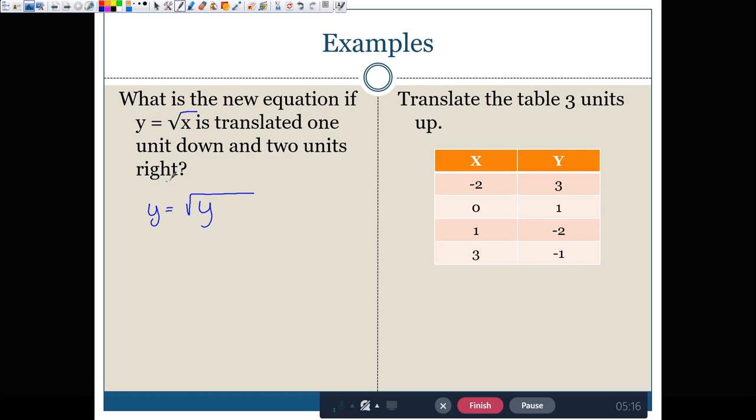And that's going to be our left or right. So we're moving to the right 2. So am I going to be adding 2 or subtracting 2 on the inside? Subtracting, because it's the opposite. And then we're moving down 1, so on the outside I'm going to subtract 1. And that's going to be our new, this shouldn't be an X, not a Y. Sorry.